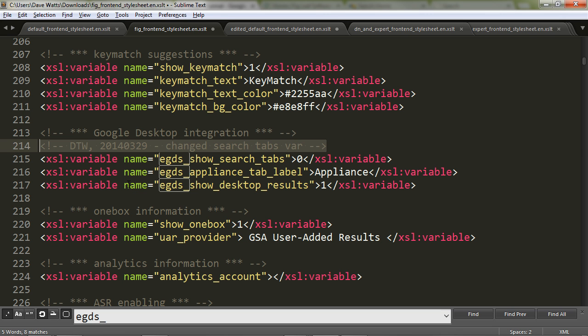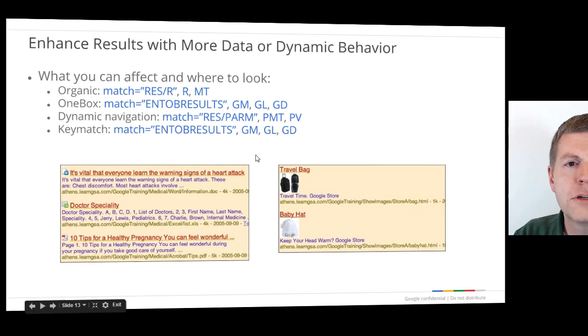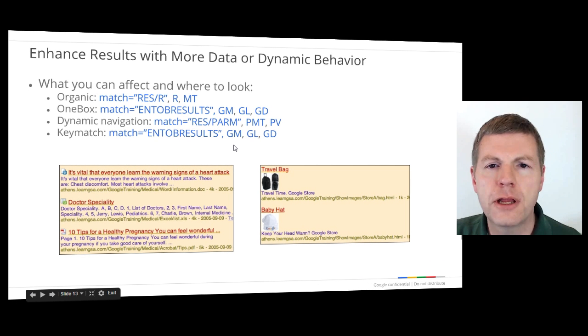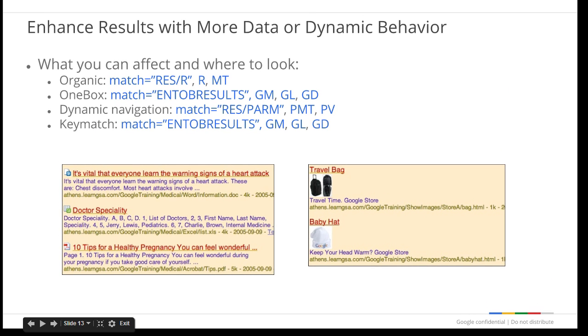Once you're familiar with your style sheet, you can add many enhancements for individual search results, one boxes, dynamic navigation elements, key matches, and many other items. Simply search for templates using the appropriate XPath match expressions. Some of these templates are quite long all by themselves, so it might not be easy.